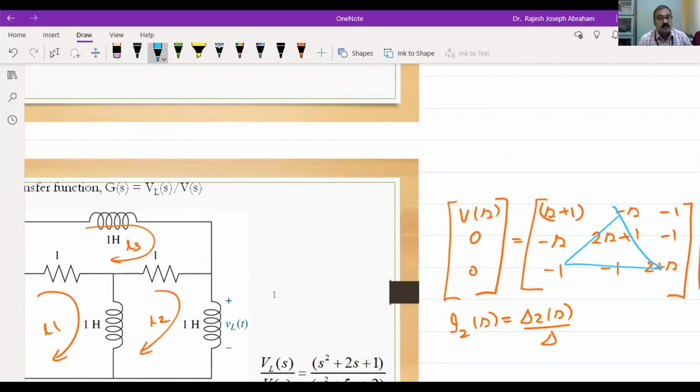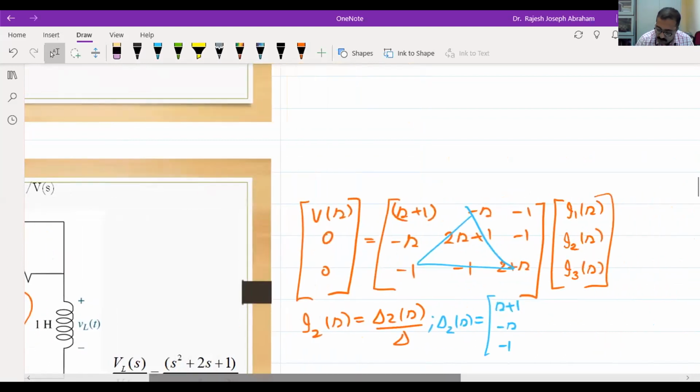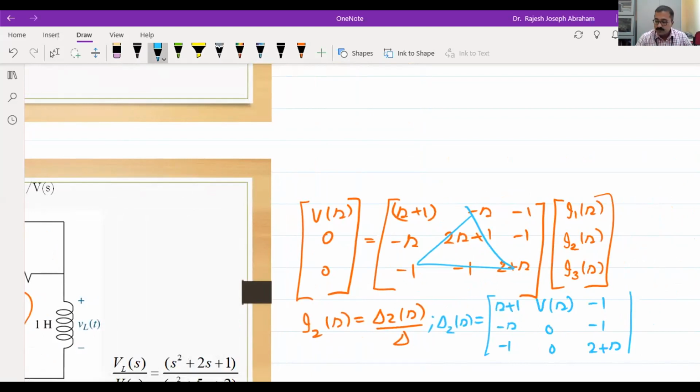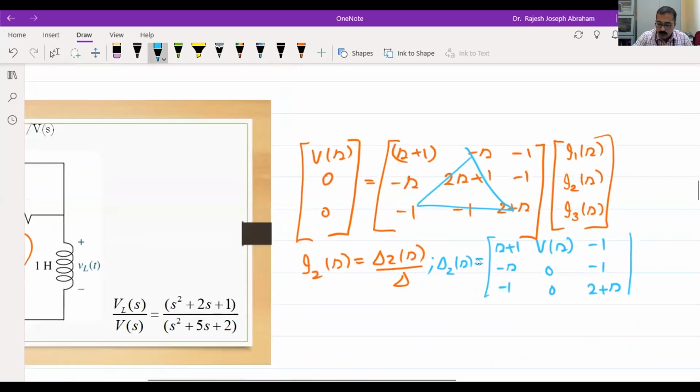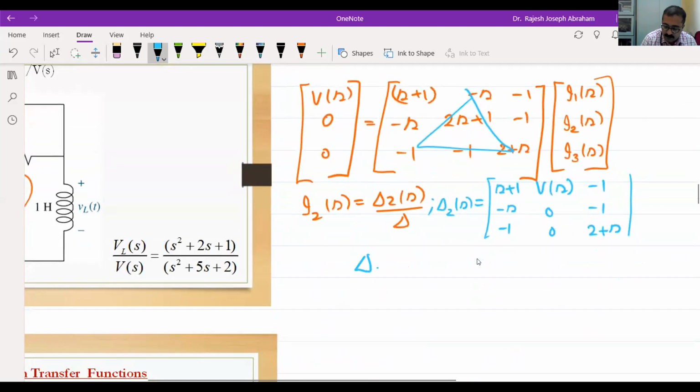What is delta 2? Delta 2 means second column replaced with the voltage vector. S plus 1, minus S, minus 1. Second column is V of S. Okay, so V of S, 0, 0. Then third column remains the same, minus 1, 2 plus S. Okay, this determinant. So if you take the ratio delta 2 by delta, you will get the current. Delta 2 by delta will give you I2 of S.